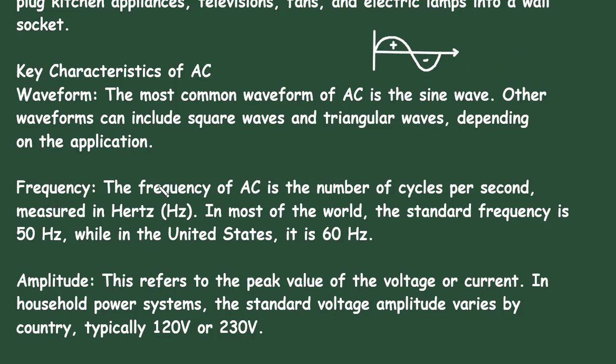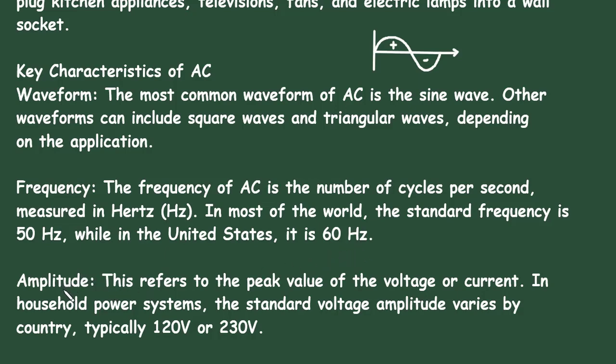Then frequency. The frequency of AC is the number of cycles per second. From here, this 0 to this part, is one complete cycle. How many cycles are completed in 1 second is called frequency, and its unit is Hertz, represented by Hz. In most of the world, the standard frequency is 50 Hz. So different countries use different frequencies, while in the United States it is 60 Hz.